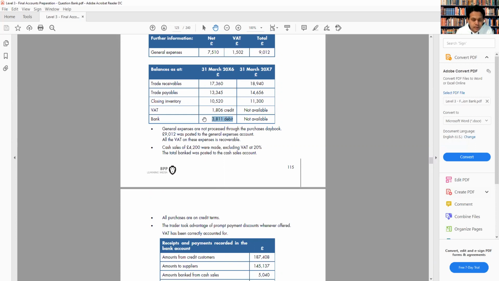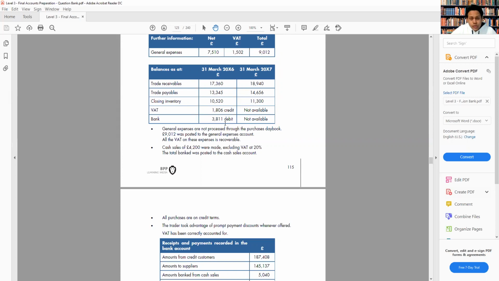Basically, if you ask me this one, that is the balance we have on 31st of March 2006. So this is the debit balance. That means this is the money we have on the bank account. And from our point of view, this is our asset. So that's why we said 3811 is the debit. So we don't have any balance for the 31st of March. Maybe we have to calculate that, the closing balance. But this one is for our 2006, the opening balance.